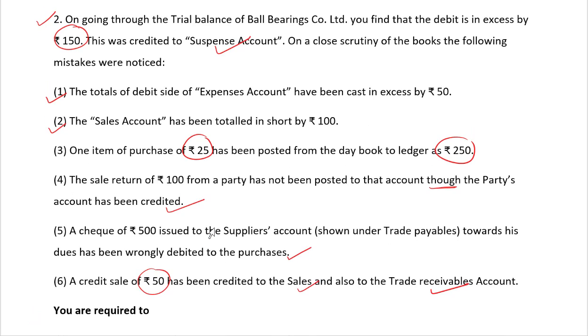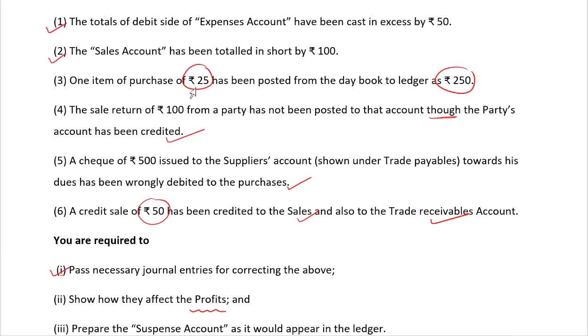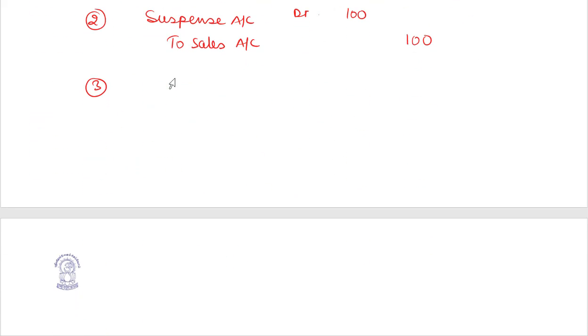Let's see the third one. One item of purchase, that is 25, has been posted from the day book to the ledger as 250. So what we will do over here, the mistake is of 250 minus 25, that is 225. The supplier needs to be debited. That is, the creditor needs to be debited by 225, and in credit we will write to suspense.